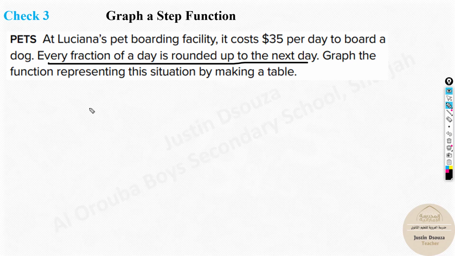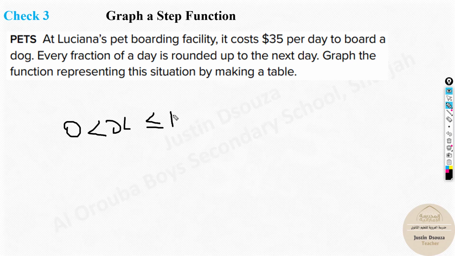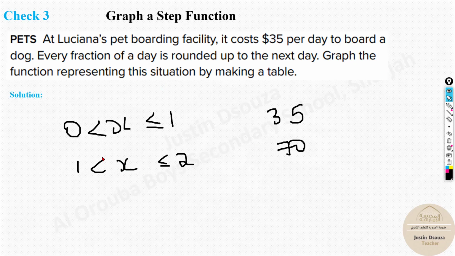That is the domain, the x values. So here, every day, x should be greater than 0 but less than or equal to 1. So up to one day, how much is the charge per day? It is $35. But as you increase to one more day, x greater than 1 but less than or equal to 2 is 70. And this is how we can easily look at this condition given over here and solve it.